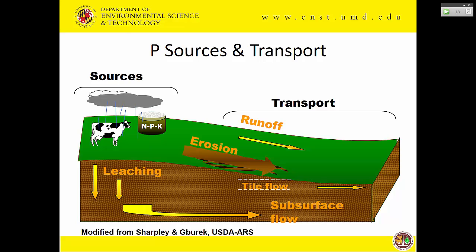All right, so how does it get off the field and anywhere else? Well, you can have erosion. Erosion is the loss of soil particles over the surface of the soil. You can also have runoff, the flowing of clear water with no particulate over a soil surface.